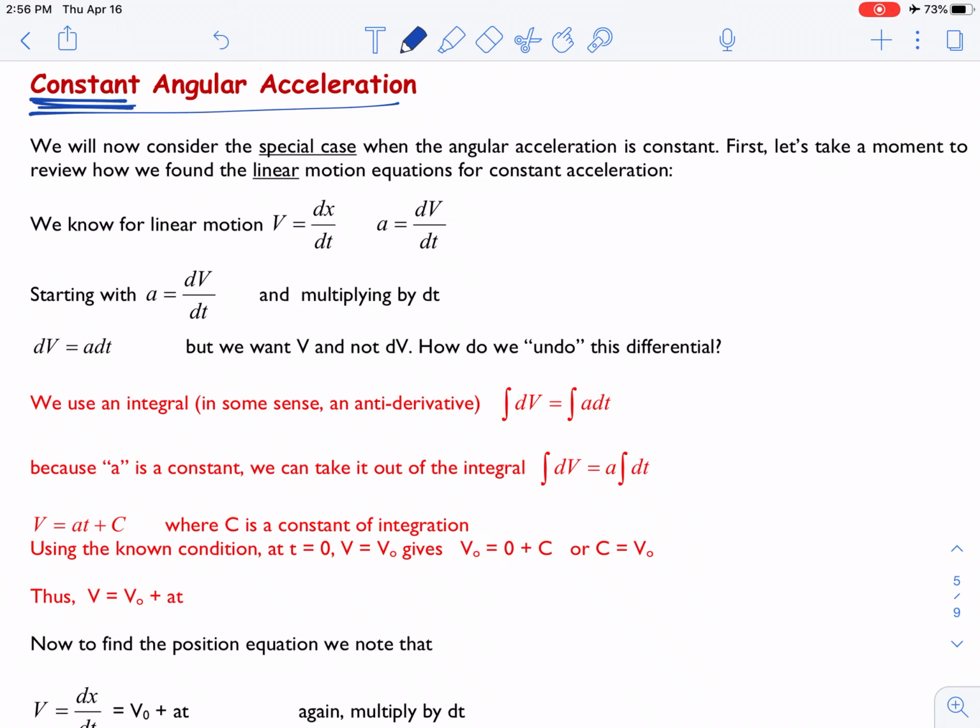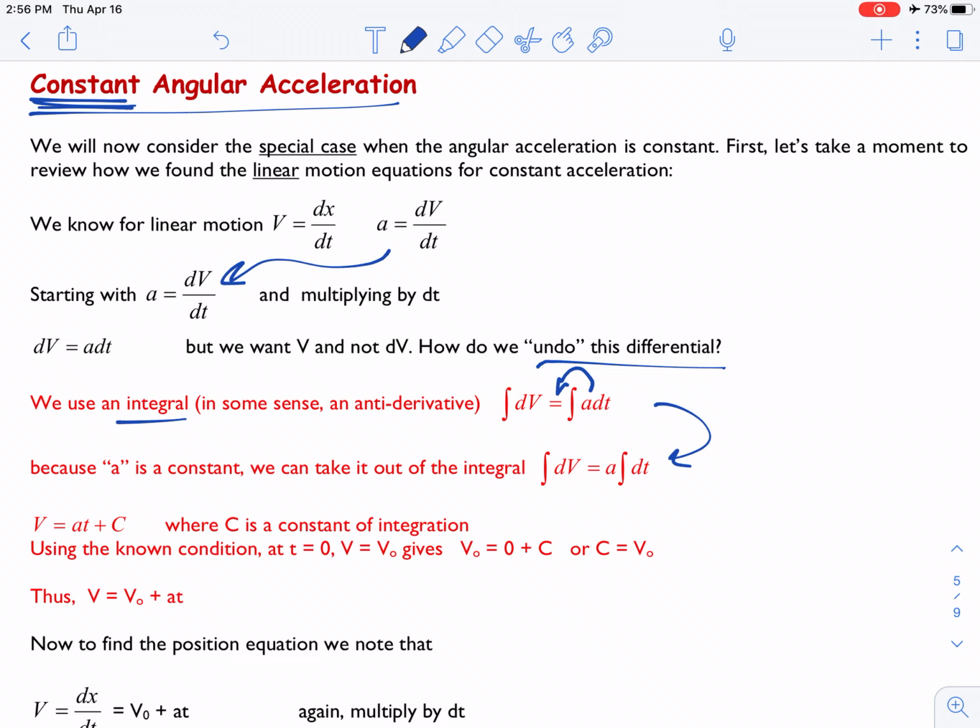And using these two equations and starting with the acceleration equation, as you can see here, we multiply both sides by dt, but we want v, not dv. So we don't want the infinitesimally small velocity, we want the velocity itself. How do we undo the differential? We use an integral, right? So we've done this already. I'm going to go quickly. Take the integral of both sides, and then knowing that acceleration is constant, take it out of the integral, and that's what you get, right?